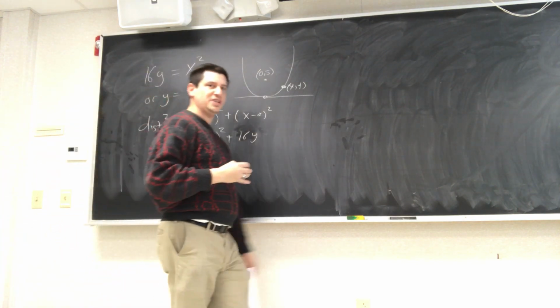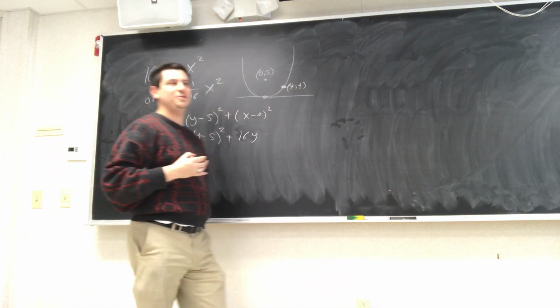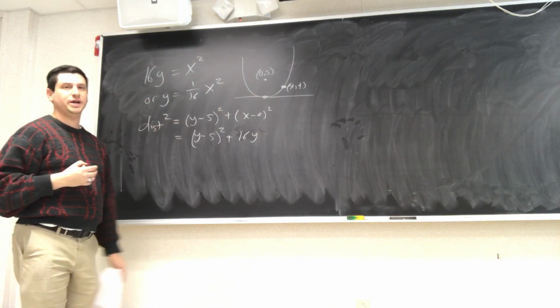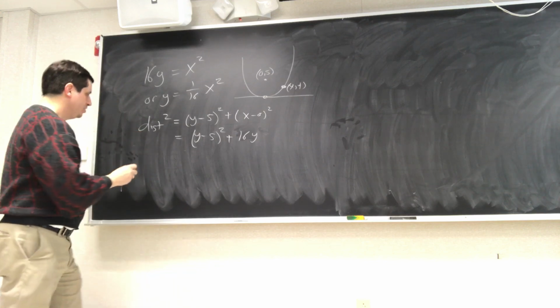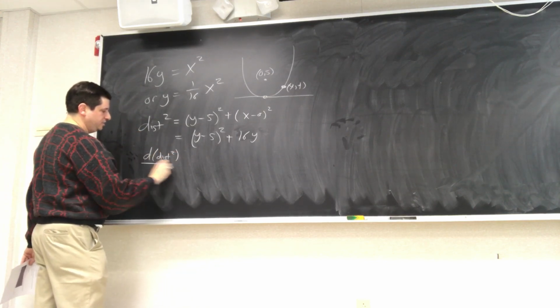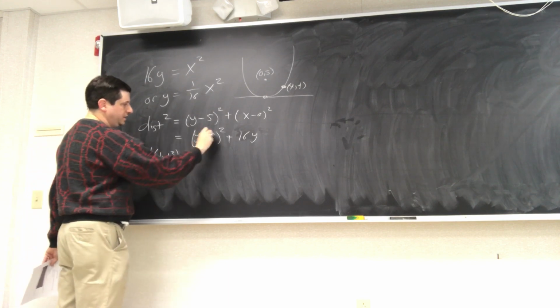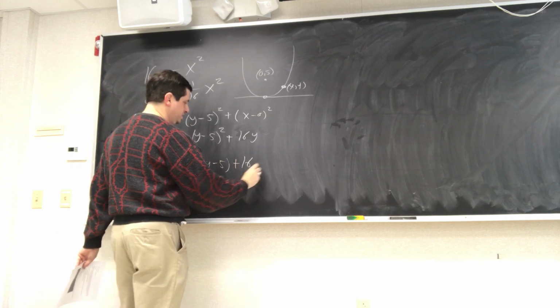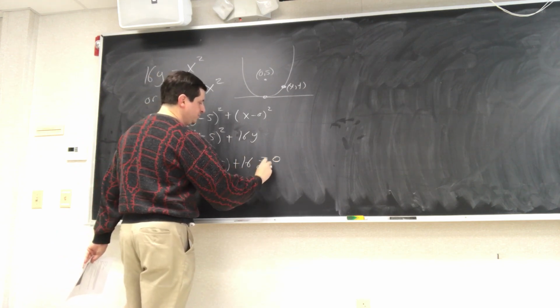What's nice is this is a class of multivariable calculus, but we're just doing one variable calculus right now. We've replaced a function of two variables, x and y, with a function of just one variable. So we can calculate the derivative of, say, a distance squared function with respect to y. That'll be 2y minus 5 plus 16. And we set it equal to 0 to find the critical point.